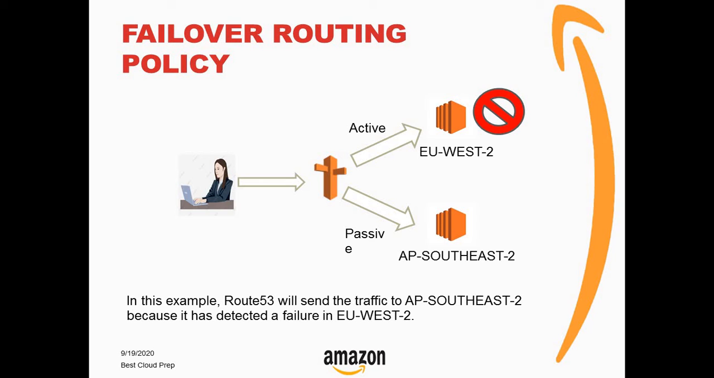Then comes failover routing. It is where we start using our health checks. Essentially, we've got an active-passive environment. Our active environment could be EU West 2, and our passive environment could be AP Southeast 2. If for some reason our EC2 instances or a region goes down, it's going to detect this using health checks, and it's going to fail over to our passive environment.